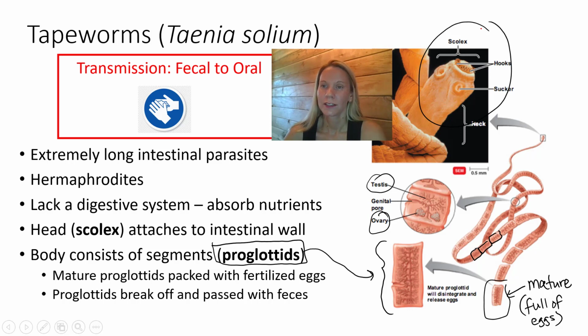So notice the little hooks and suckers. It uses those structures to stick to the intestinal wall and hang out there and just grow its tail longer and longer and longer, and self-fertilize and produce these little mature proglottids full of eggs. So this infection is also associated with weight loss. Believe it or not, there are online companies that sell tapeworm eggs. They come in a little vial in the mail.